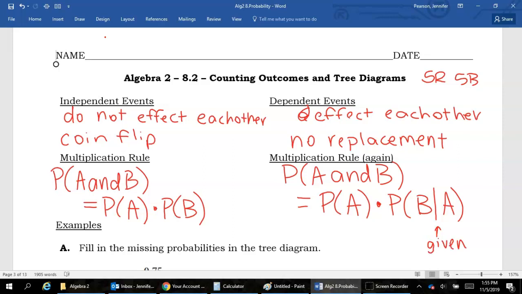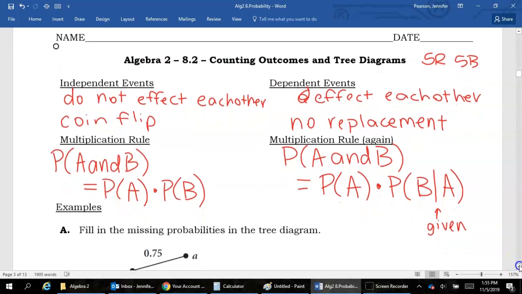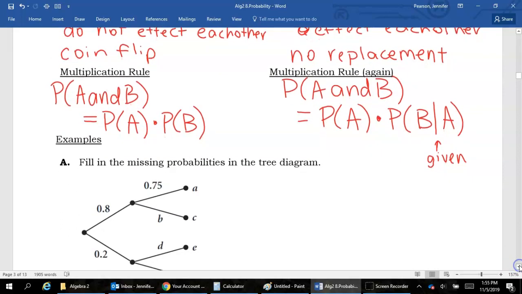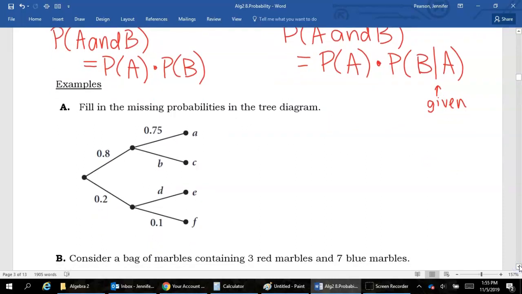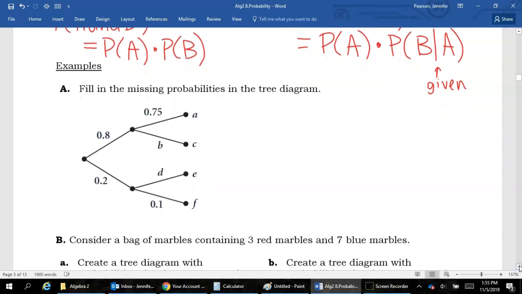So if I think about my 5 red, 5 blue M&M example, if I have a 50% chance of getting a red right now, but I take a red out, then there would only be a 4 out of 9 chance to get a red, given that I took a red out. And I'll do a couple of examples that hopefully will make that a little bit clearer. But whenever we want the probability of something and something else, of 2 different events, basically we just need to multiply the probabilities together.